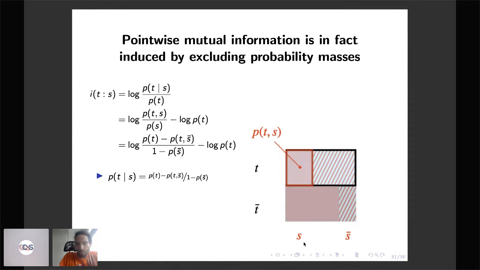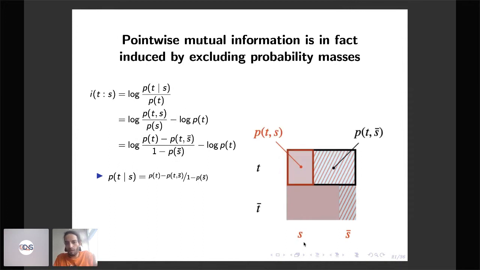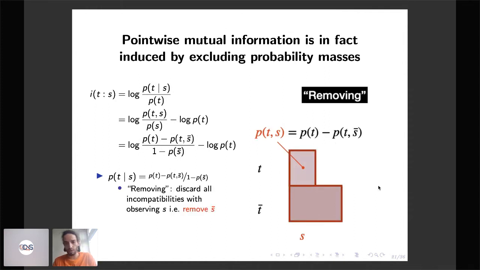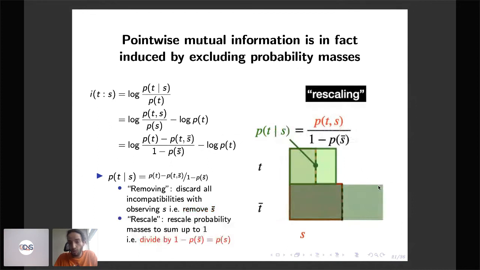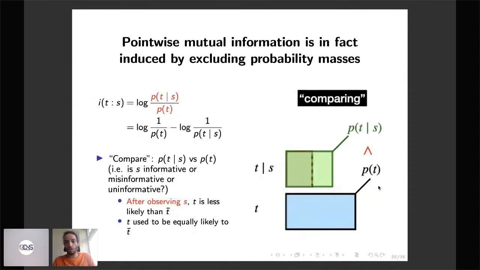In order to do that, we can see that S partitions T into the things which agree with S and the things which are impossible, because S has already happened. So we are going to remove everything which is impossible from the perspective of S. We remove that, and we disturb the probability space. Now we have to rescale by what we have removed in order to regain the probability space summing up to one. Then we see the chances of T when S has already happened, and for this one, we just compare it to the chances of T in general.